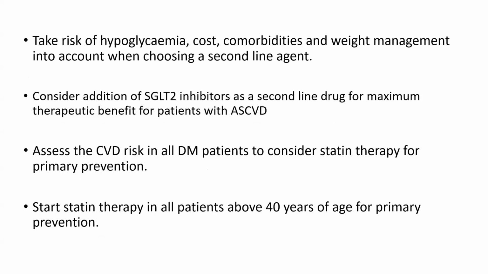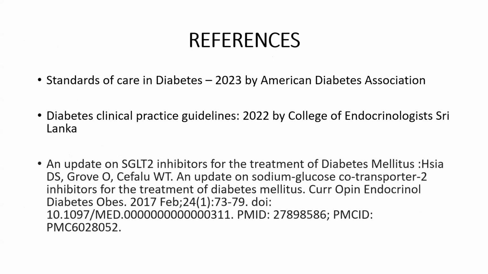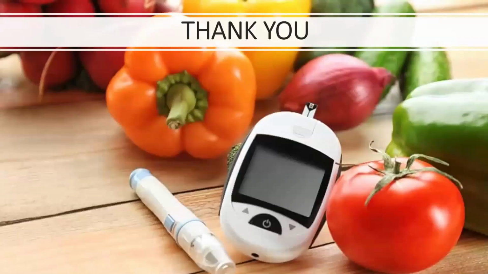And consider addition of an SGLT2 inhibitor as a second-line drug for maximum therapeutic benefit for patients with atherosclerotic cardiovascular disease. And of course, you have to assess the CVD risk in all DM patients to consider statin therapy for primary prevention. And you have to start statin therapy in all patients above 40 years of age for primary prevention. So that's about it. These are references. Thank you.